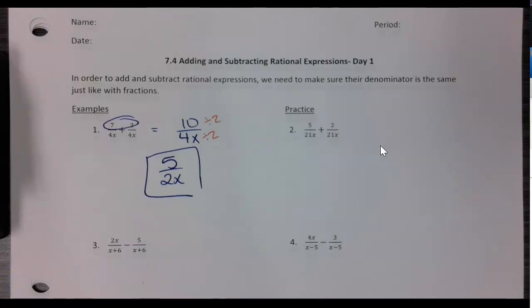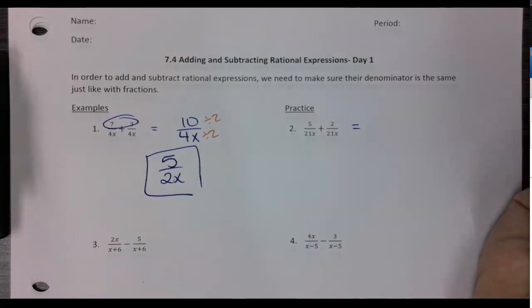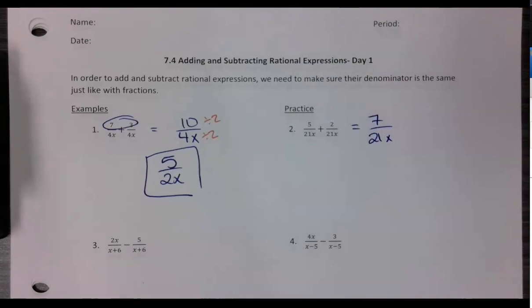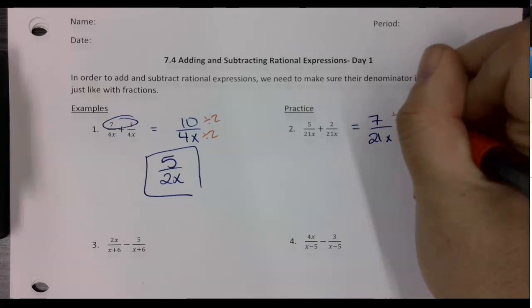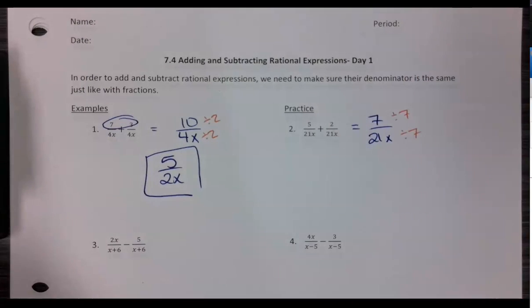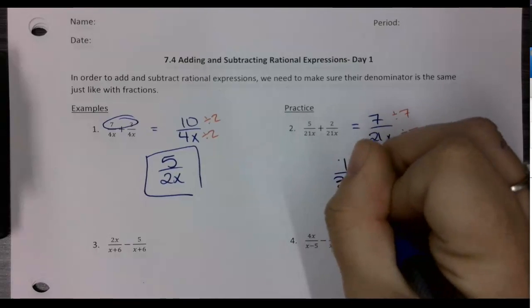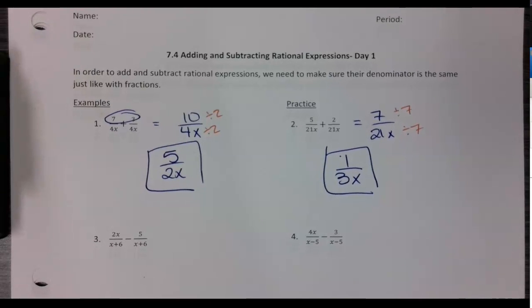Okay, so number 2. These I can just add. 5 plus 2 gets me, what's 5 plus 2? 7, over 21x. So this is an example of what I was talking about earlier. These ones can be divided by 7 because they're both multiples of 7. So on top, what's 7 divided by 7? And 21 divided by 7? 3. So questions on number 2?